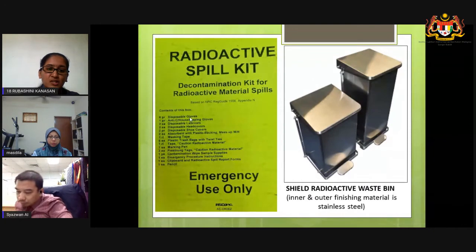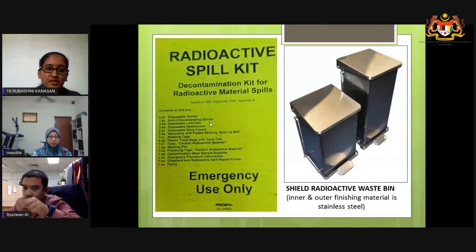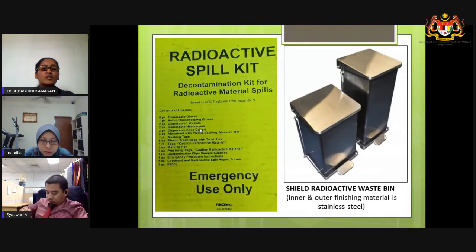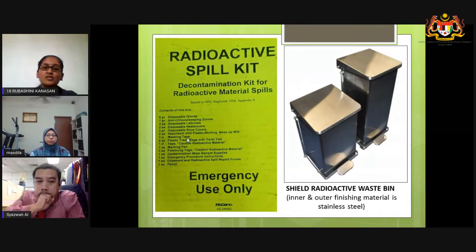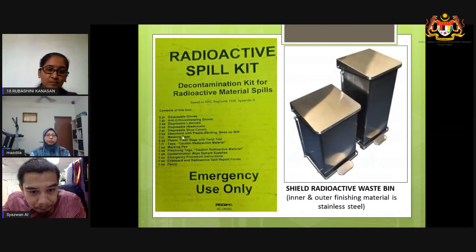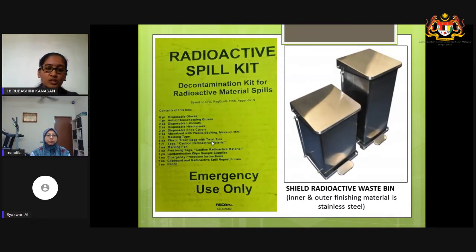There are disposable gloves, housekeeping gloves, disposable lab coats, disposable head covers, disposable shoe covers, absorbent with plastic backing, and a mop-up mat. There will be masking tape so we can mark the contaminated area, plastic trash bags with twist ties, tape saying caution radioactive material, a marking pen, a pressed trunk text, contamination wipe sample supplies, and emergency procedure instructions. There should be an instruction for the person to handle the spillage. Okay, a clipboard and radioactive spill report forms, and there will be a pencil.